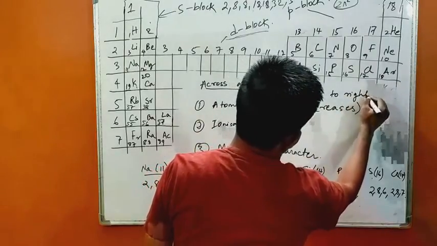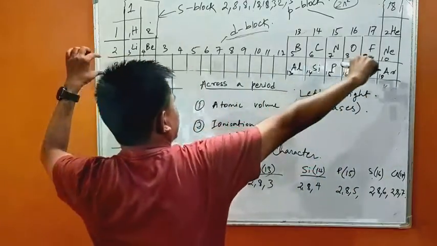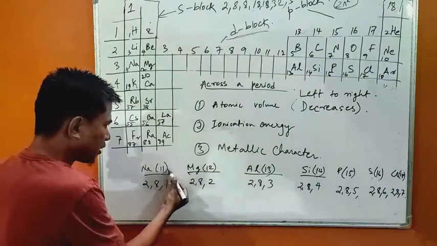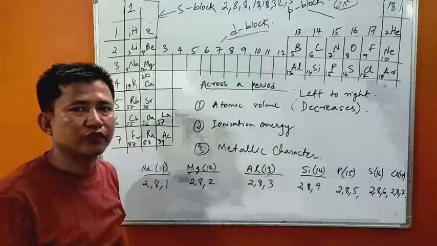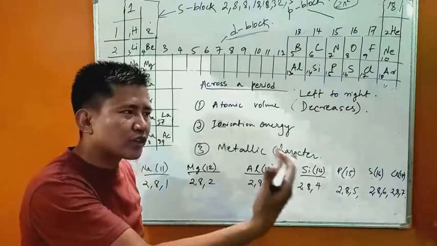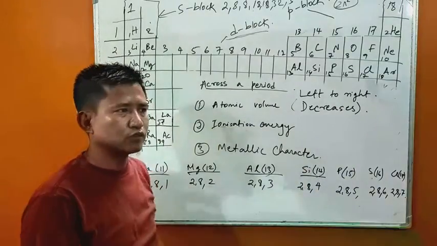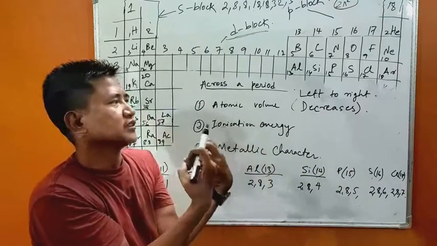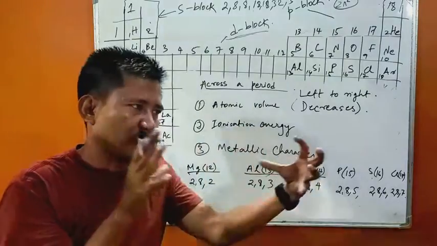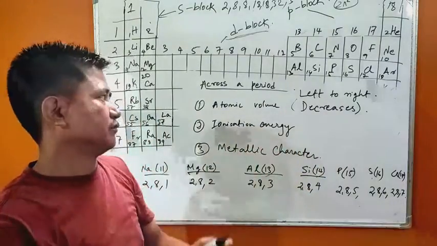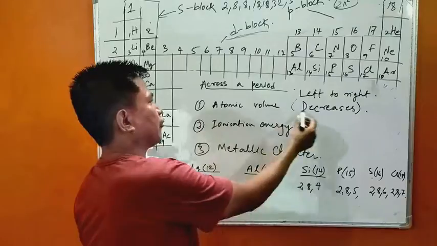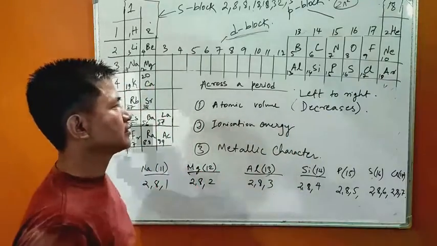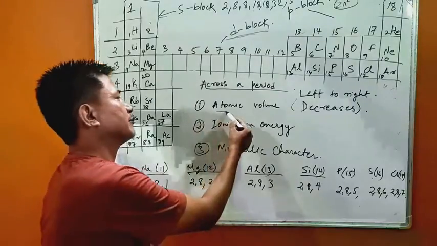As you move from left to right, atomic volume decreases because the number of protons increases, and with the increase of protons, more attractive force will be applied to the electrons, and the electrons will come closer to the nucleus and the atomic volume will shrink. That means atomic volume decreases, or atomic radius decreases. In some cases you will find atomic radius, in some cases atomic volume, the same thing.